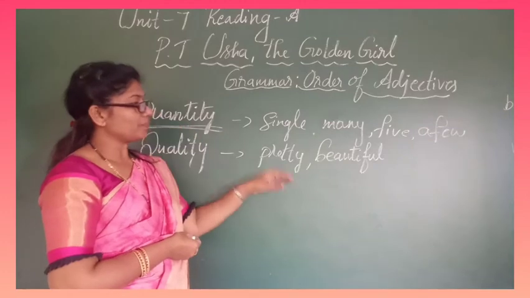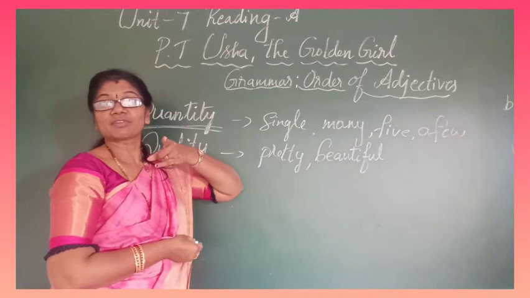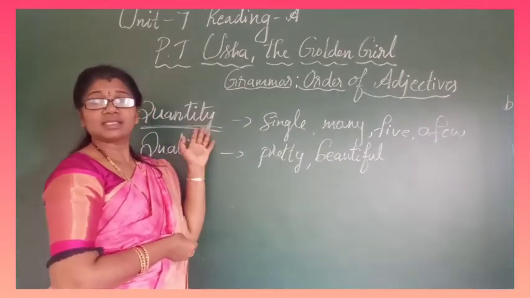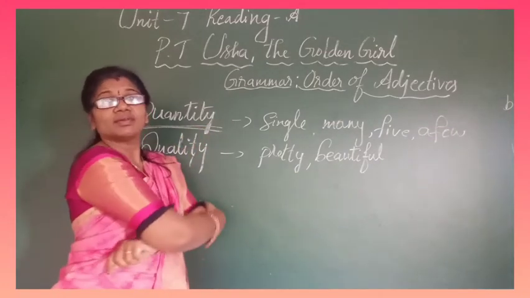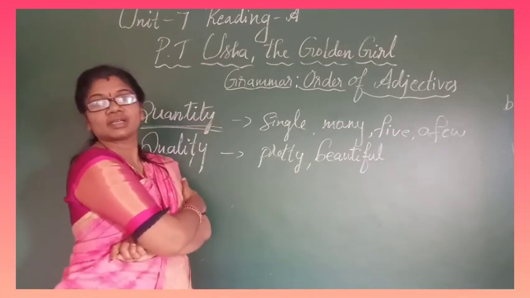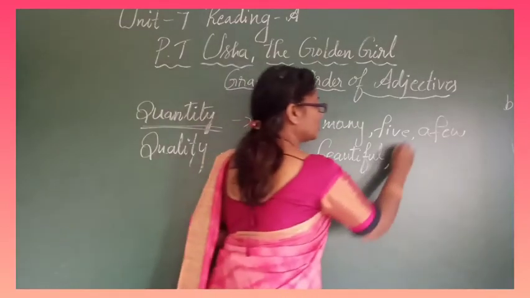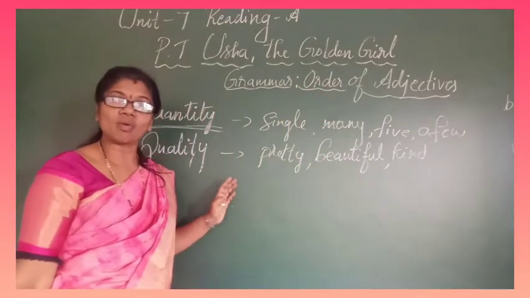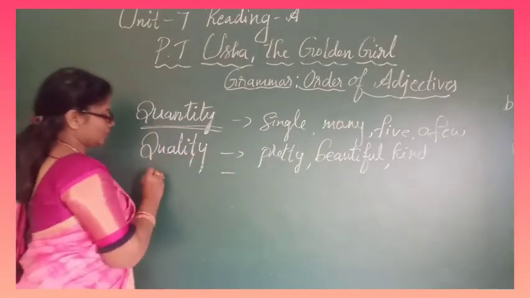See, pretty, beautiful. There was a kind old man. Kind comes first. Determiners also come first. A determiner tells you, like the, and numbers come first. Then comes quality. A kind, beautiful, awkward, ugly, this all comes under quality. These are examples.